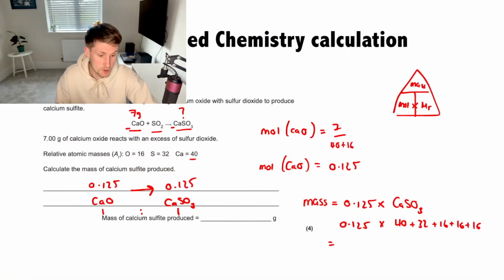So I'm going to start by putting all them numbers together. So 40 plus 32, and then I'm going to have to type in 3 lots of 16. And that gets us 120. So multiply 120 by 0.125. And we get 15. 15 grams. Not too tricky.